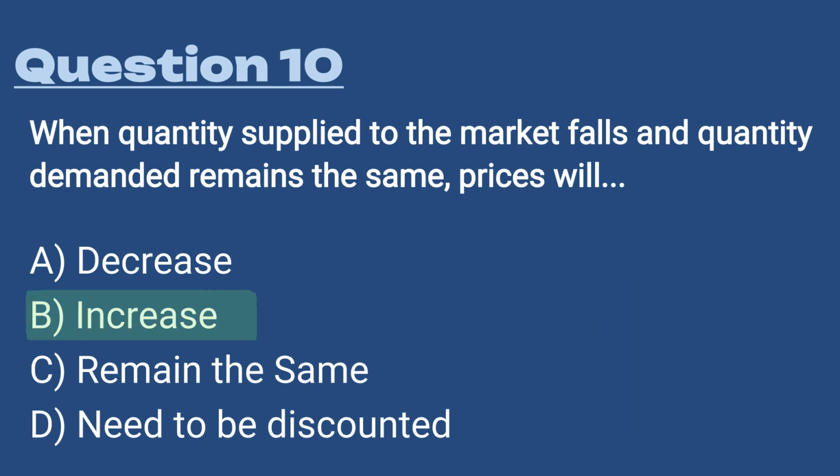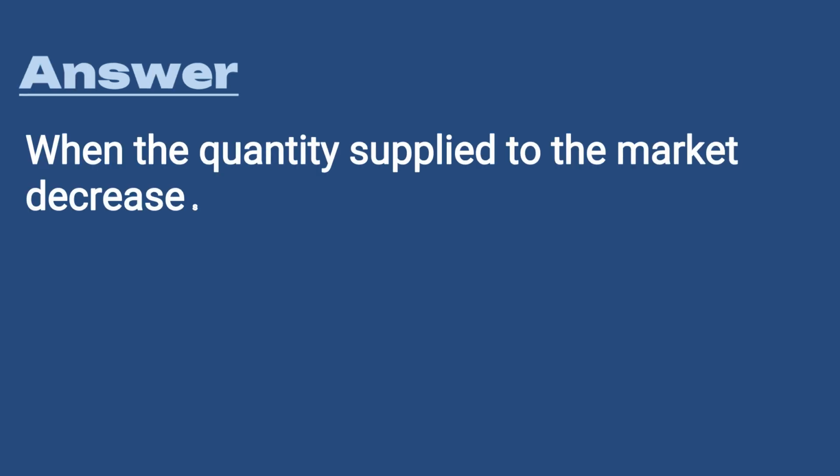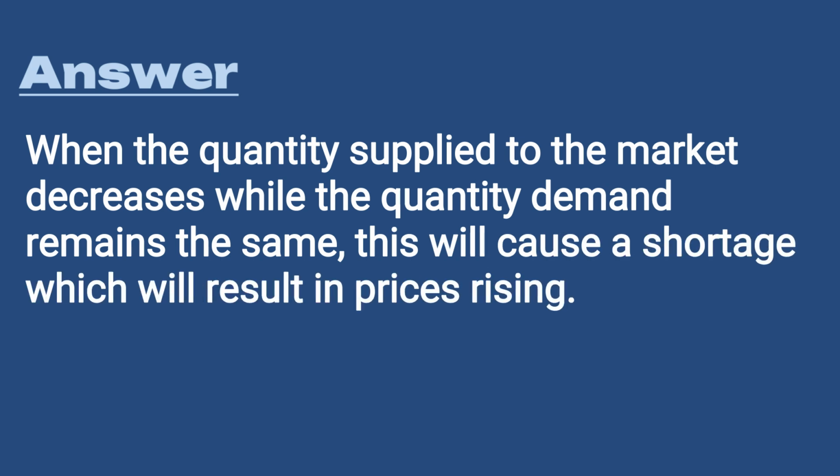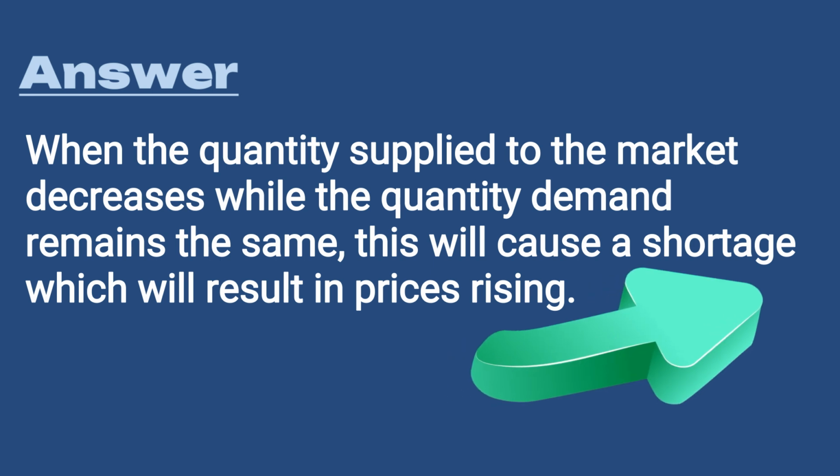The answer is B, increase. When the quantity supplied to the market decreases while the quantity demanded remains the same, this will cause a shortage. You have the same amount of people that want the same amount of goods, but you do not have the same amount of supply or same amount of goods. So the result is prices will rise.